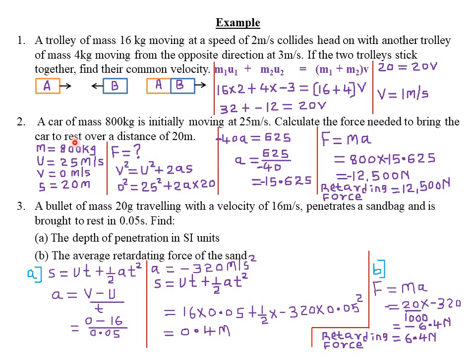Remember, if the car is being brought to rest, that means the final velocity is 0, because we know that at a state of rest, the velocity of a body is 0. Therefore, the final velocity v is 0 meters per second over a distance of 20 meters. Remember, distance or displacement in physics is denoted by s, which is 20 meters. So they want us to find the force F.